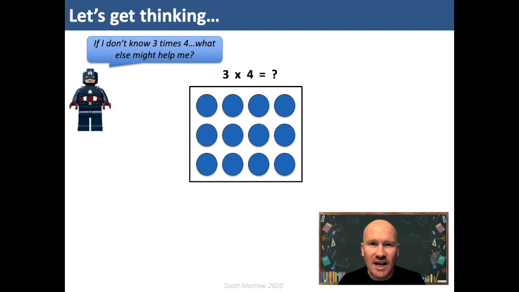We could have partitioned that a different way. Let's split that array into 3 rows of 2 blue counters and 3 rows of 2 red counters. 3 times 2 is 6 for the blue counters and again for the red counters, so all we need to do is add the 6 and the 6 to get 12 again. Or we might have split that array into 3 rows of 3 blue counters and 3 rows of 1 red counter. 3 times 3 is 9, 3 times 1 is 3, and once again we're just adding up those parts in order to get the whole amount of 12.